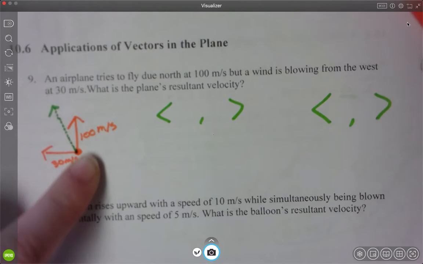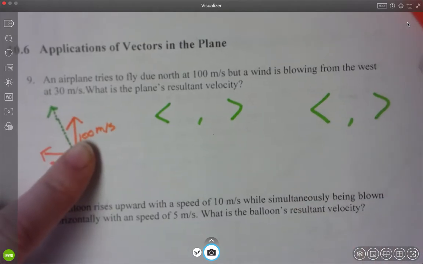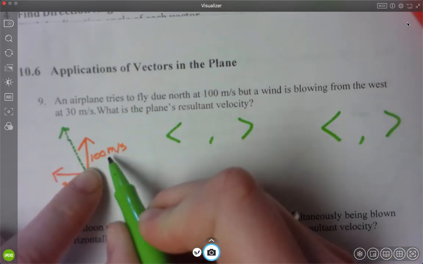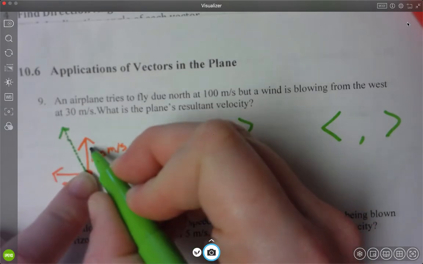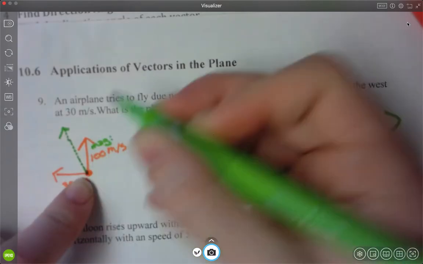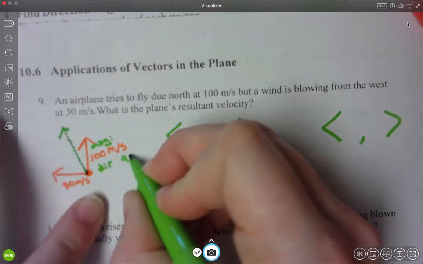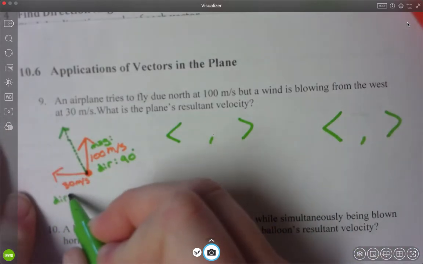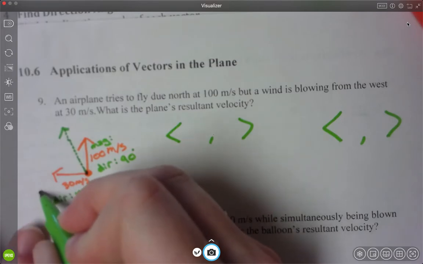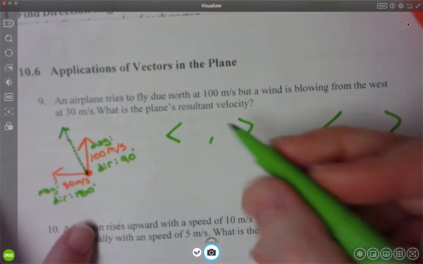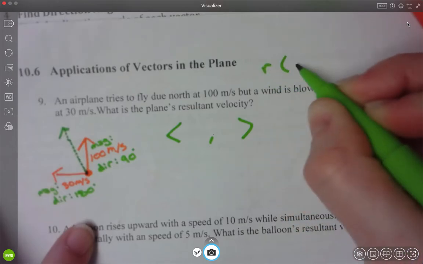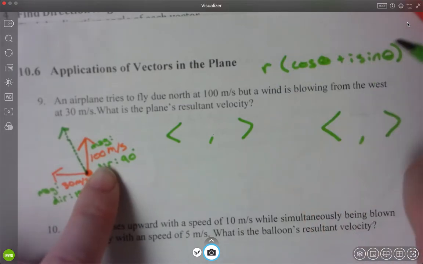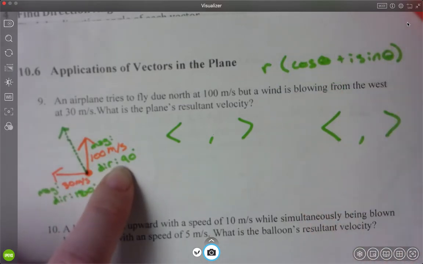Okay, all right, and I'm going to do the first one in the way that we've been doing this, and then I'll show you how to cheat in this case. Okay, so 100 is going to be my magnitude, and the direction of this guy, since he's going straight up, is 90 degrees. Okay, this guy's direction will be 180 degrees, and this guy's magnitude is 30. So remember we do r times cosine theta plus i sine theta, and in this case our r is going to be 100 and our theta is going to be 90 degrees.